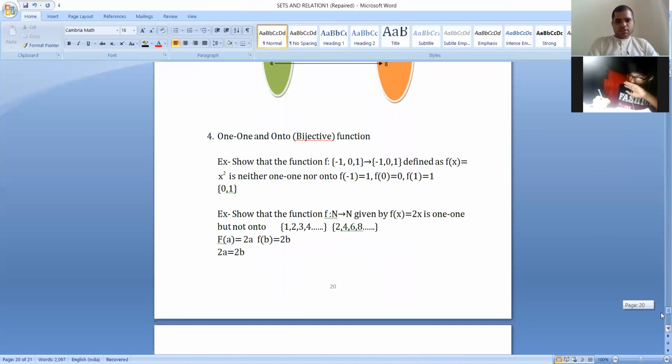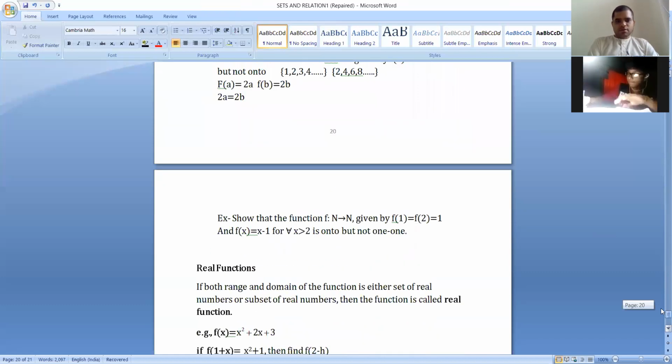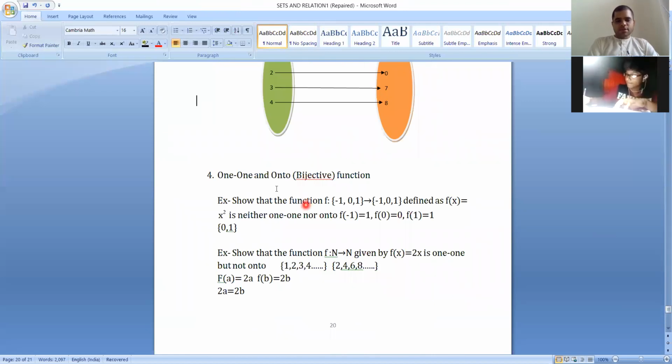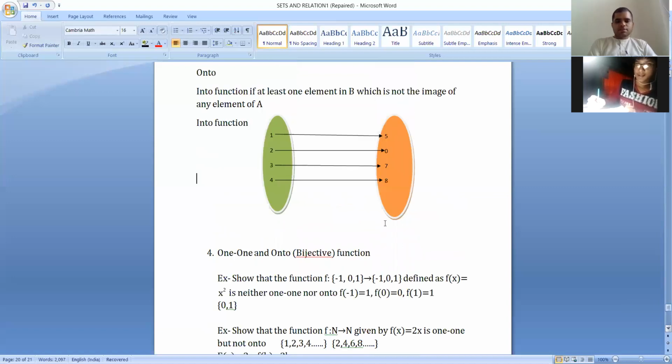Now the last one. A function is called bijective if it is one-one and onto at the same time. If the function is one-one and onto both at the same time, it is called a bijective function. So the figure which you are seeing, is this function one-one? Yes, it is one-one. And is this onto? Yes, it is onto. So it is a bijective function.